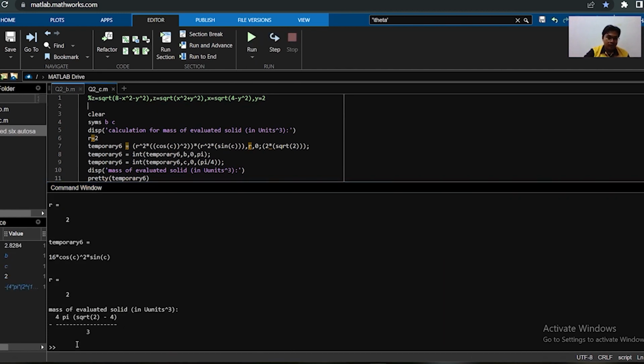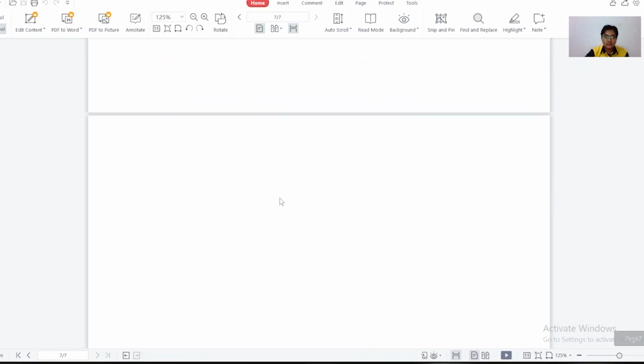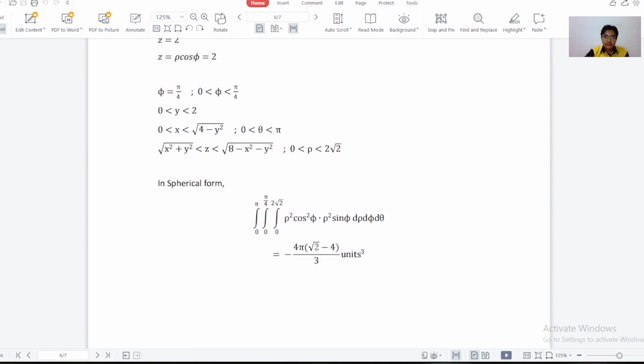Okay, we get the mass of the evaluated solid is equal to negative 4 pi square root 2 minus 4 over 3. Then from the manual calculation also, we get the same answer, which is negative 4 pi square root 2 minus 4 over 3 units. So that's all for question 2 from me.